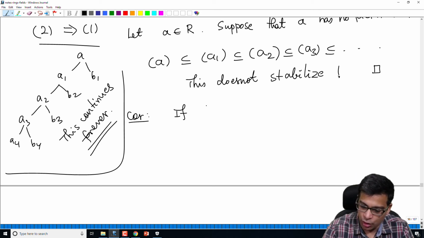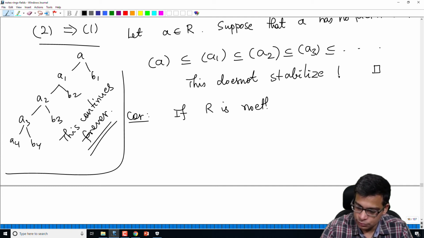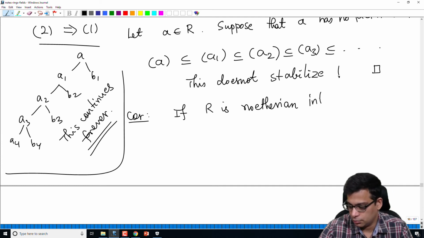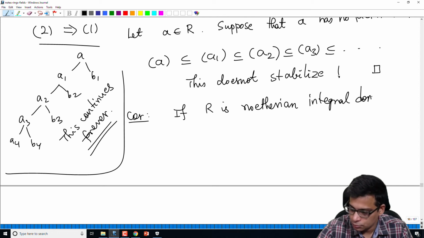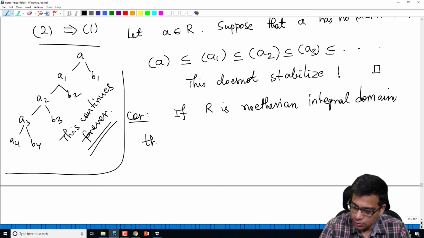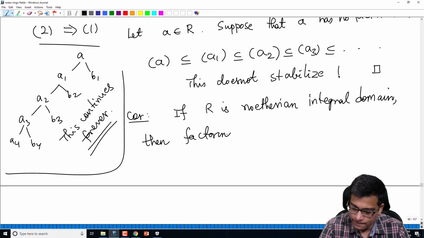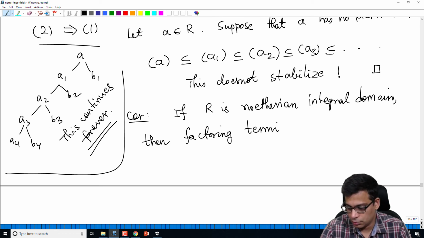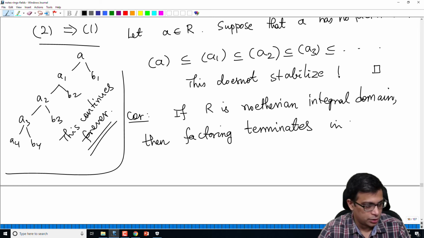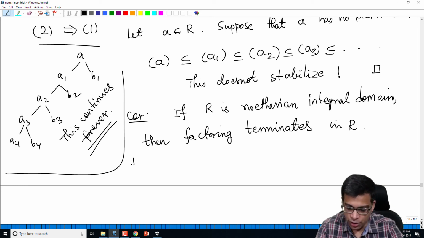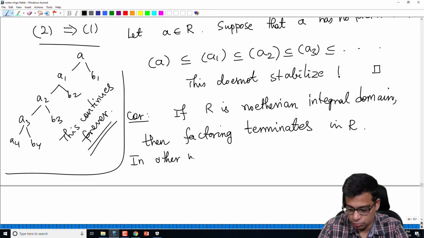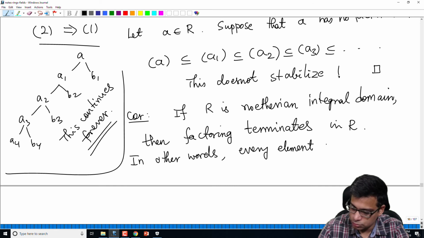So the advantage of this proposition is that we are able to conclude: if R is a Noetherian integral domain, then in a Noetherian integral domain, factoring terminates in R. So in other words, every element of R has an irreducible factorization.